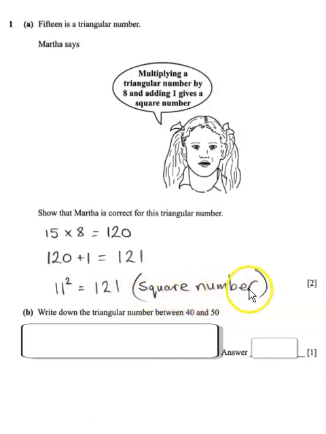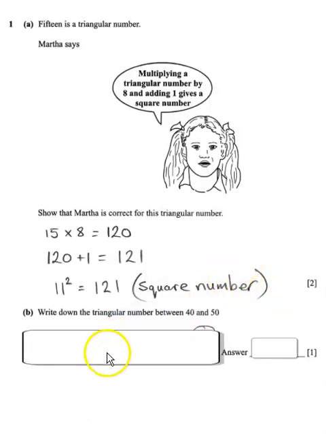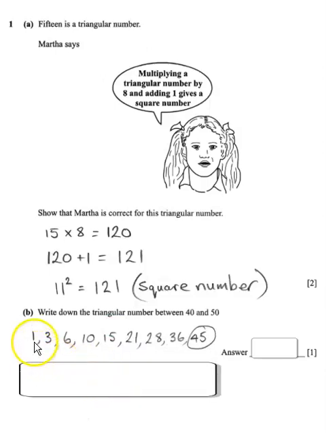So question B says write down the triangular number between 40 and 50. If we start off with the triangular numbers, 1 plus 2 is 3, plus 3 is 6, plus 4 is 10, plus 5 is 15, plus 6 is 21, and we keep continuing to do that until we get to the number 45. So this is a number that's between 40 and 50.